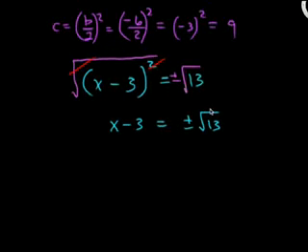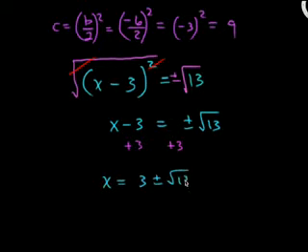If it could reduce partially, I should do that to reduce the radical. So for instance, if it was the square root of 12, I could break it down into the square root of 4 times the square root of 3. The square root of 4 reduces. But in this case, it doesn't. And so I can finish solving this problem. I'll just add 3 to both sides, and I'll get x equals 3 plus or minus the square root of 13.